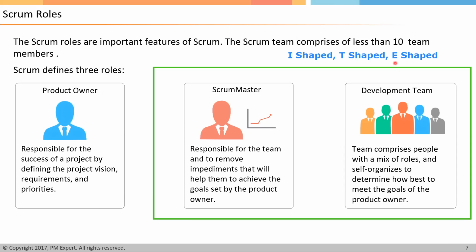Then the third category is E-shaped people. People who can work with excellent proficiency level in multiple areas. For example, Rajiv is excellent in Java, .NET, Python, and he's an excellent business analyst and tester also. Kings of all and masters of some. This is E-shape. Now, when we talk about cross-functional self-managed teams, the preference is for T-shaped and E-shaped people.